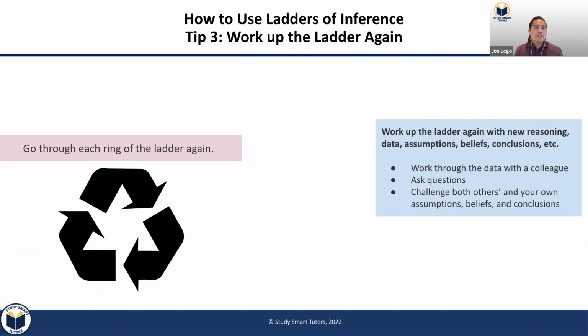revisit it, keep going back to it. It's cyclical in many ways. So when you go back up that ladder, when you go up another rung, think about it with new reasoning. This time, go up with new reasoning, look at some new data if it involves you looking at some different data sets, new assumptions, new beliefs, and new conclusions. By going through it again and being cyclical with it, this will allow you to really determine your next actionable steps or what's best in terms of priorities.